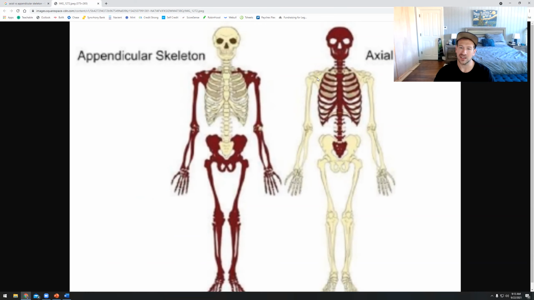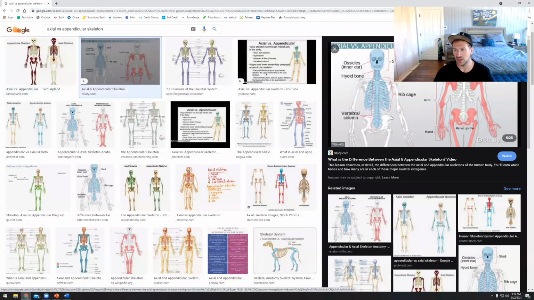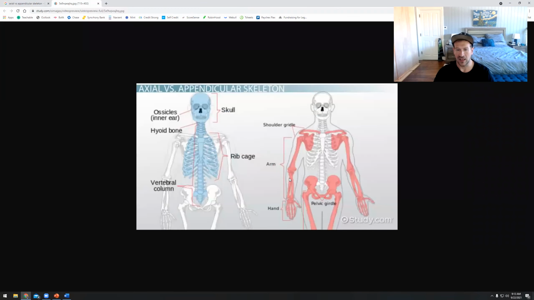And then the appendicular section is your appendages, your arms and your legs. So your pelvis gives you an attachment site for your legs, and it interacts with the axial section. Then your scapula and collarbone are the attachment site for your arms and give you a connection to your axial skeleton. So those are the two primary divisions: the axial and appendicular sections.